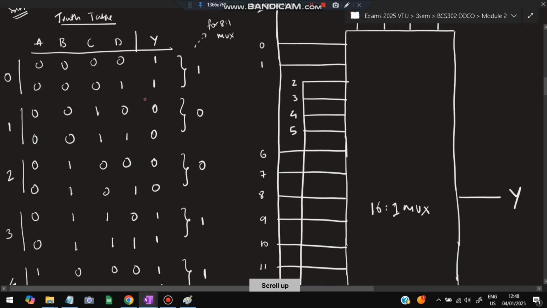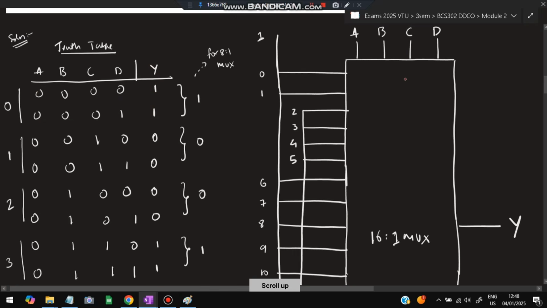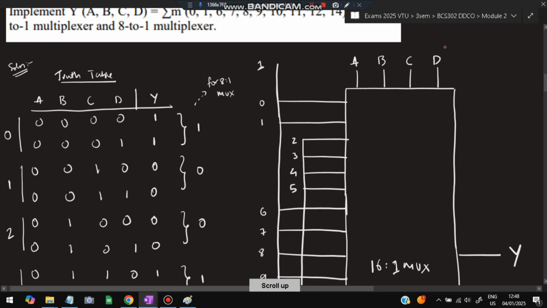Okay, after you have done that, for the input 0 I am getting 1 here, for the input 1 I am getting 1 here, for the input 2 I am getting 0 here. So you have to make a diagram like this where you will be writing A B C D on one of the edges of the rectangle, and you will be writing 16 is to 1 mux. This is the input side. This is the input we will be getting from here. Calculation will be done, and we will be getting an output from here. Y will be the output.